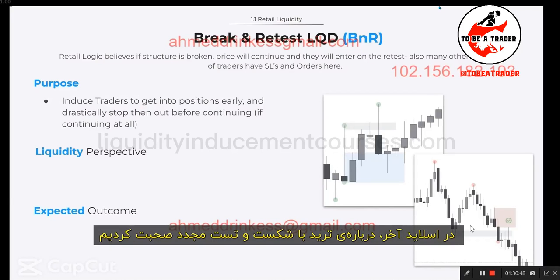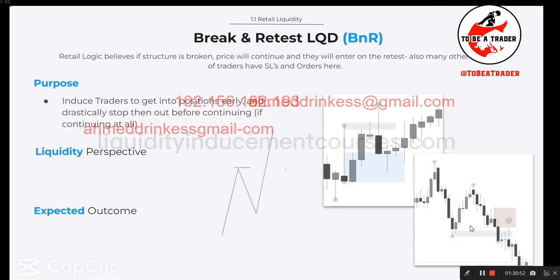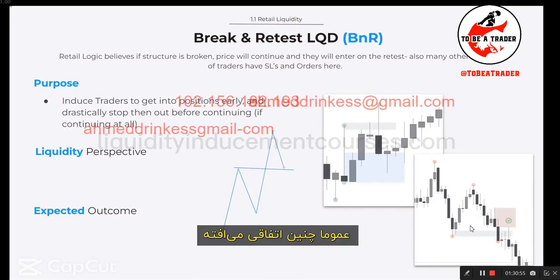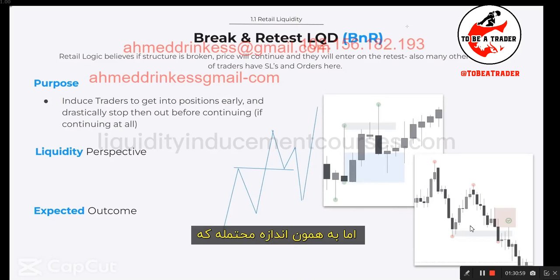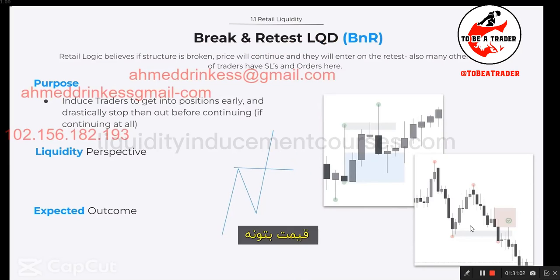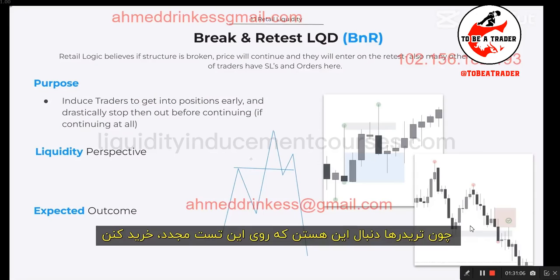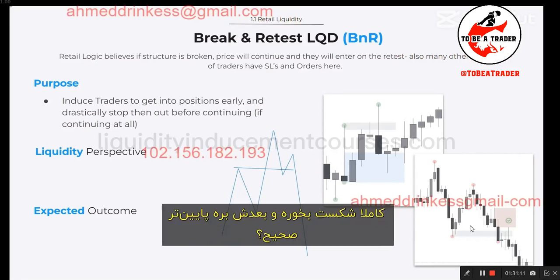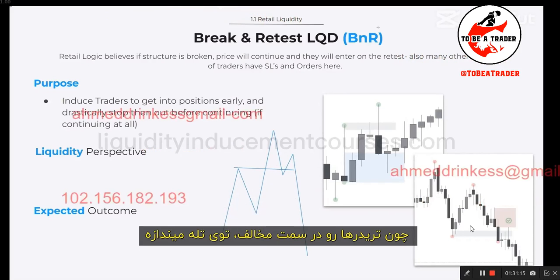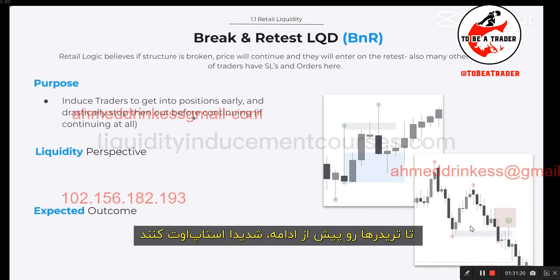In that last slide, we talked about break and retest. Typically, this will happen: it'll fail on the retest to then go higher. But equally probable is price can just give a little reaction and then just completely fail, because they're looking to buy on this retest. The other and last option is it can just completely fail and then go lower, because it's trapping them in the wrong direction. So the purpose of it is, again, to drastically stop out traders before continuing, if at all.